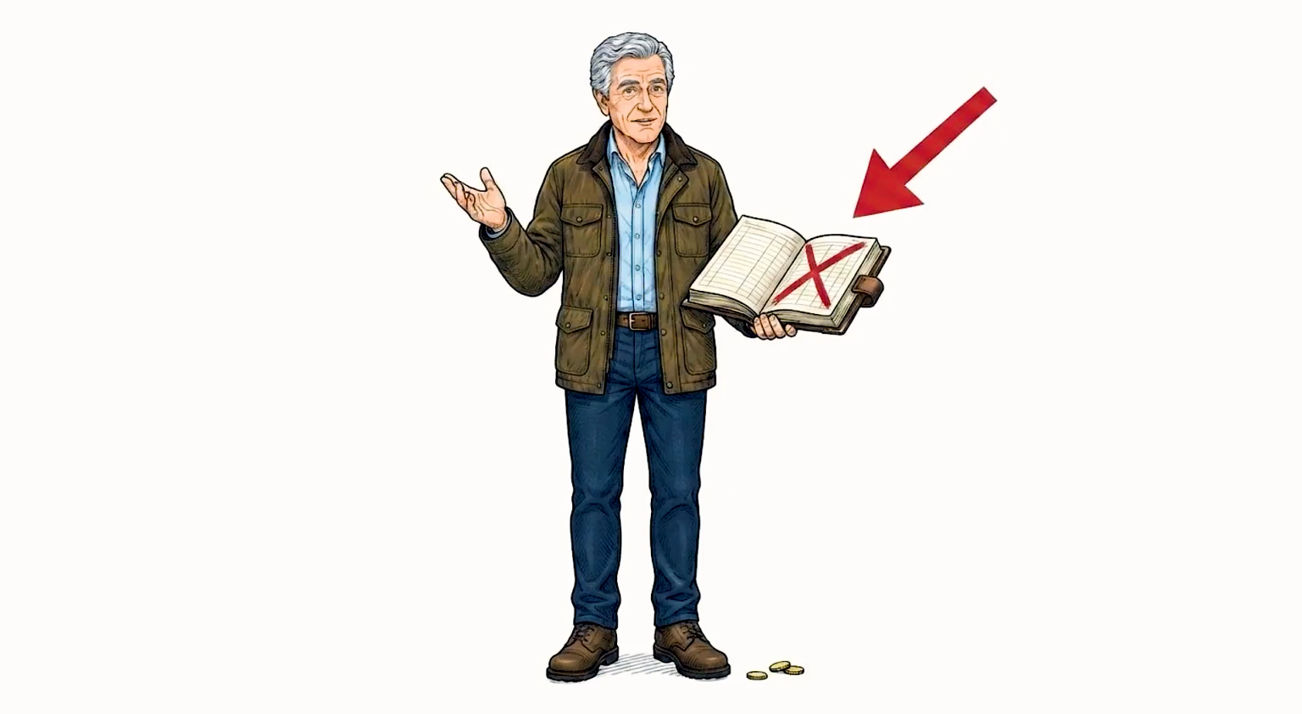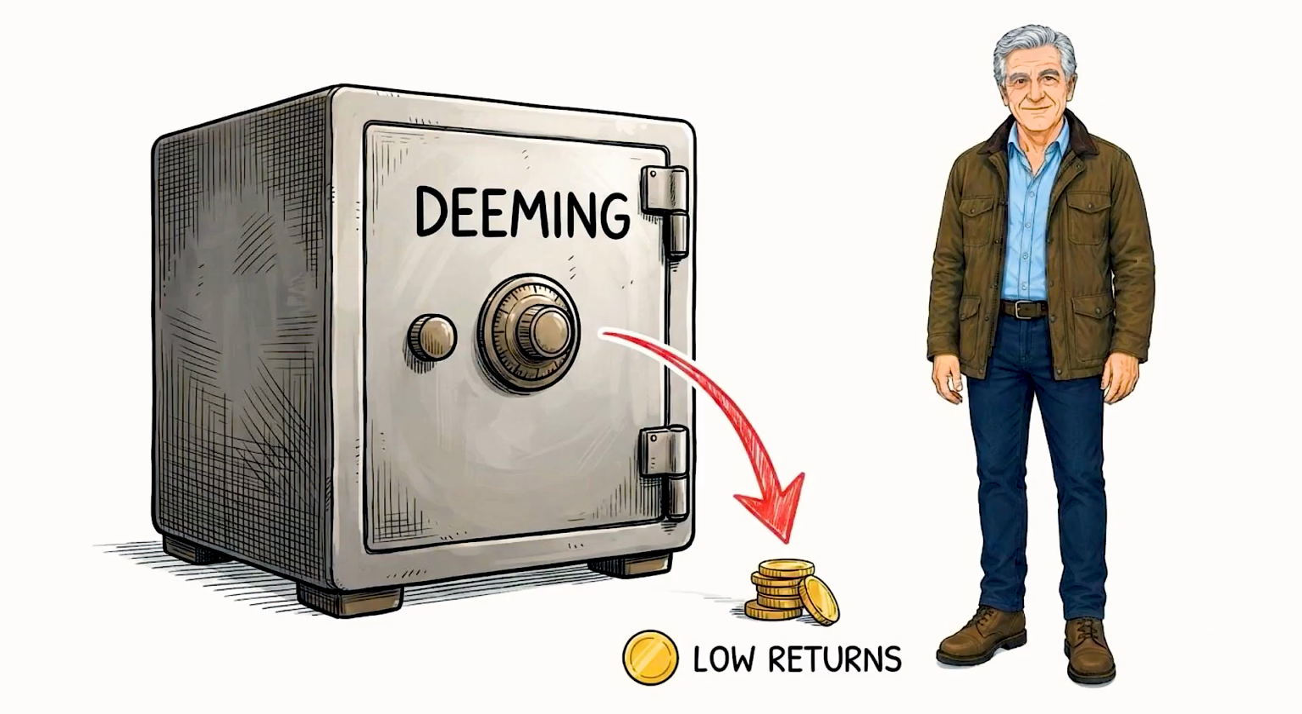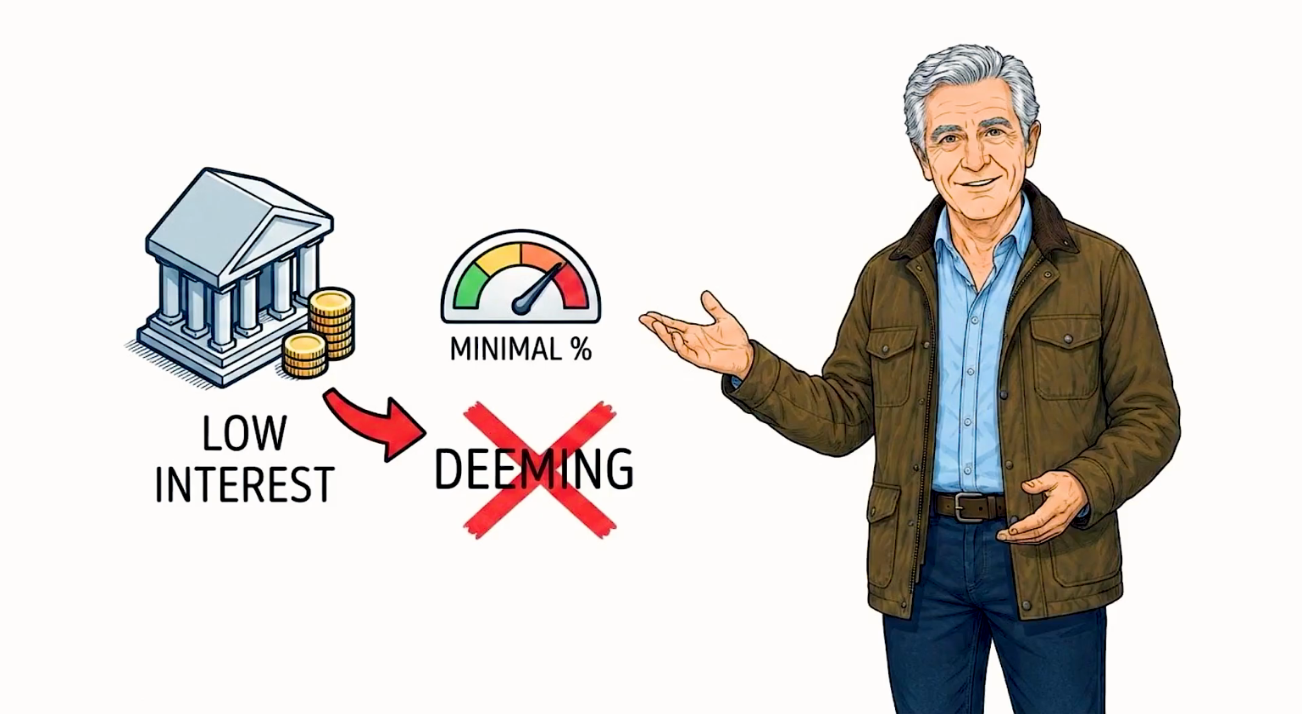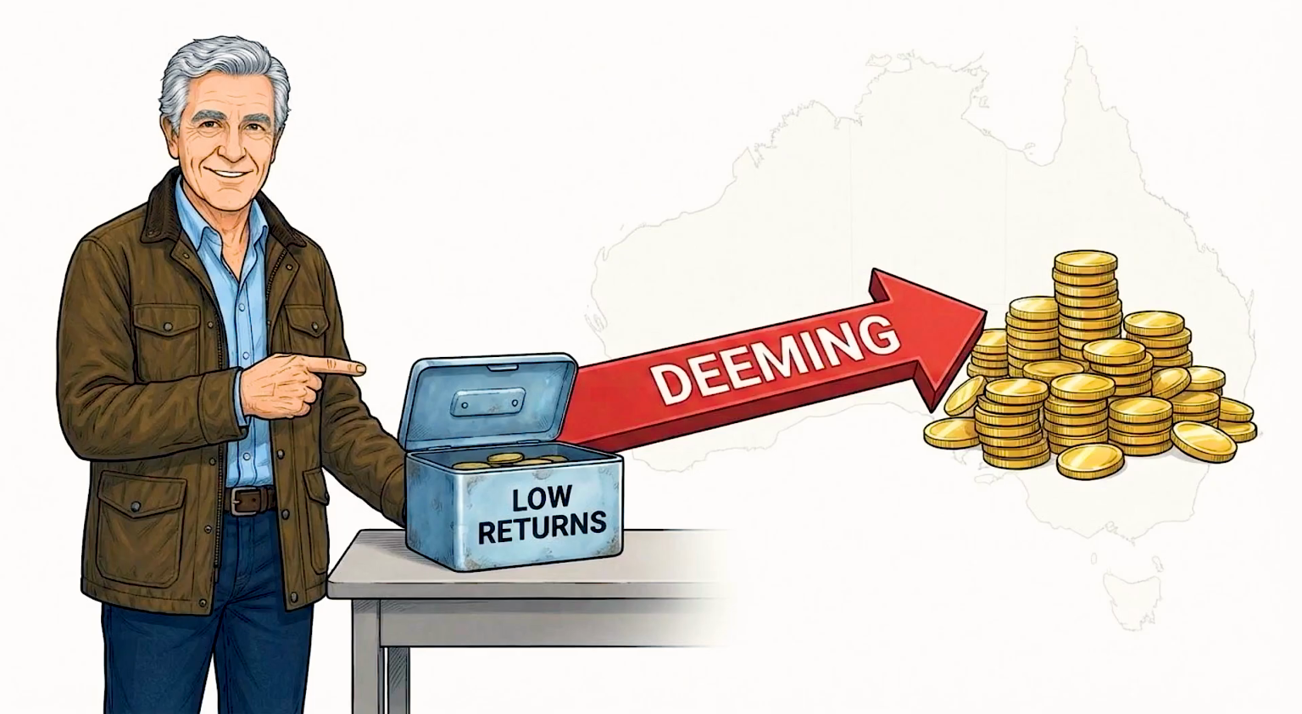Now let's talk about the mistake, because this is the one I hear about most often, and it trips up even people who consider themselves fairly on top of their finances. The common myth is this, that deeming only matters if you're earning good returns. People say to themselves, "I'm in a low-interest account, my money isn't earning much, so deeming probably isn't an issue for me." And that logic sounds reasonable. It's also completely backwards.